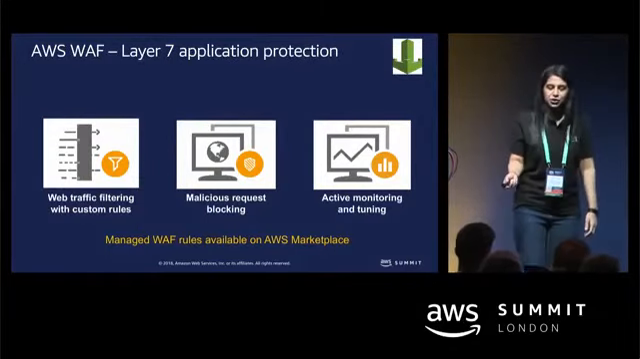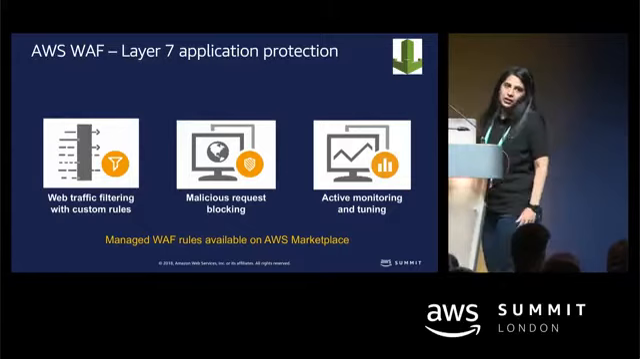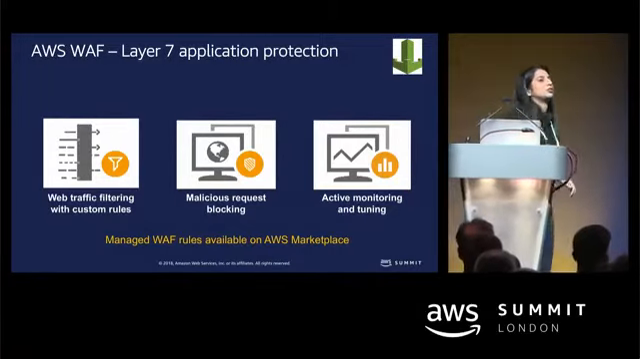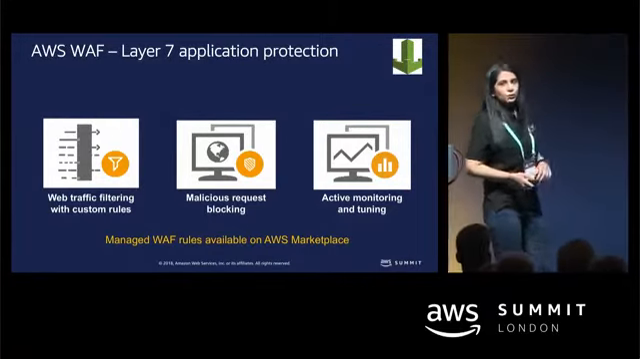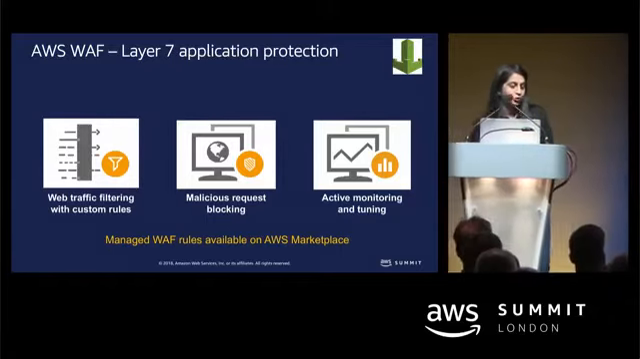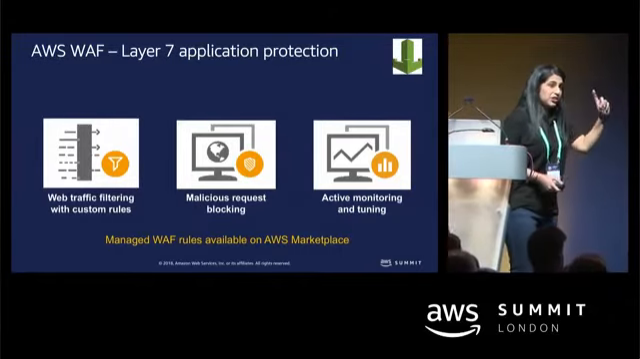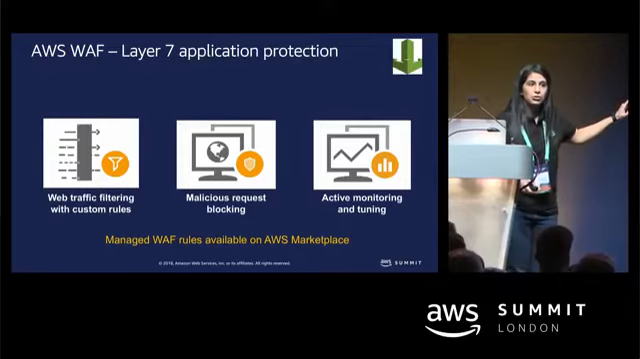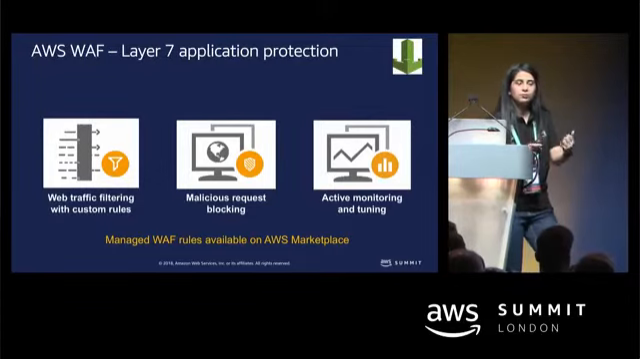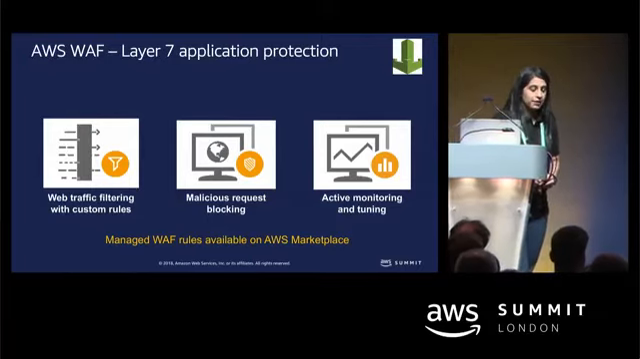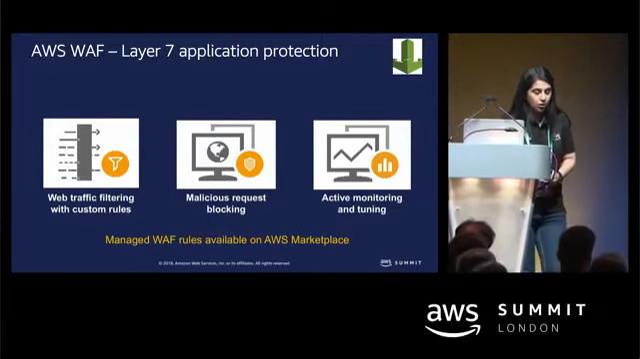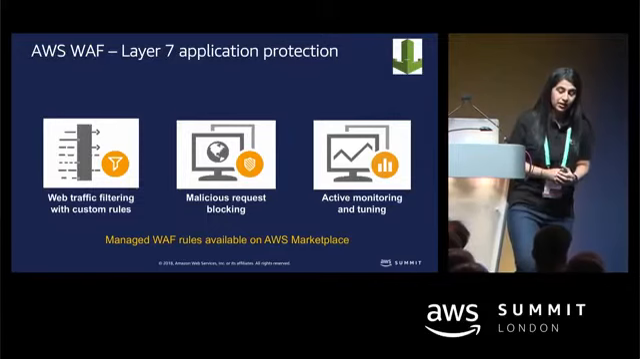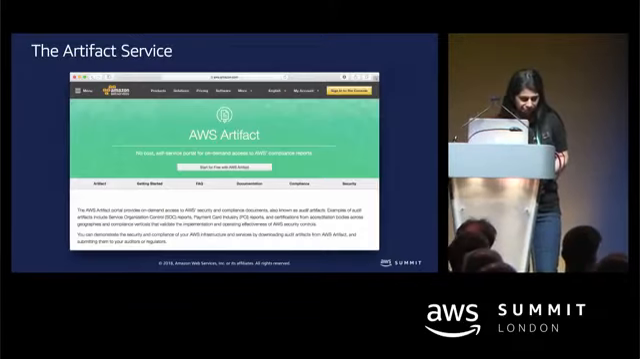which brings us into layer 7. When you talk about layer 7, you have AWS WAF, which is your web application firewall, which does web traffic filtering and custom rules. Big shout out, we do have managed WAF rules now available through Marketplace, so things like F5, Alert Logic, Imperva. It does go ahead and block malicious requests and actively monitors and tunes.